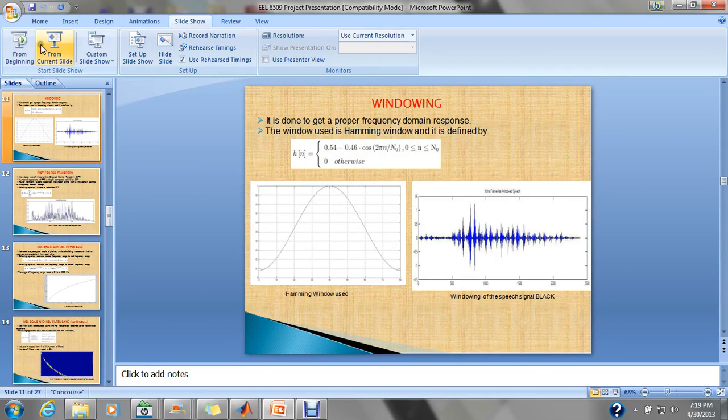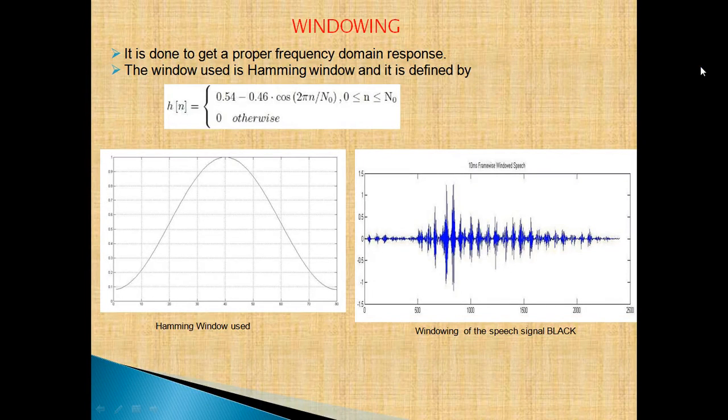Okay, so here I'm talking about the remainder of the presentation. Here I'm talking about windowing. Now, windowing is basically used to give a good frequency response, and the choice of window that I'm using here is a Hamming window. So after doing pre-emphasis on the speech signal, the frames are divided into 10 milliseconds, and each of these frames is then multiplied with a fixed length window in time domain.